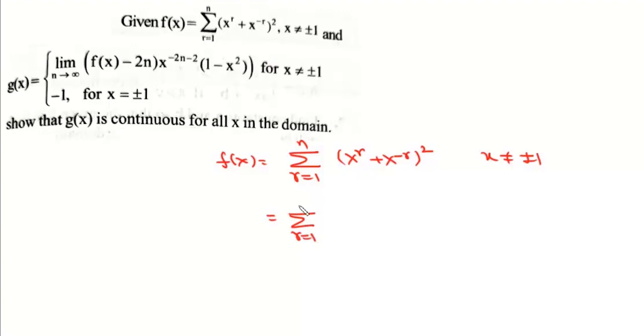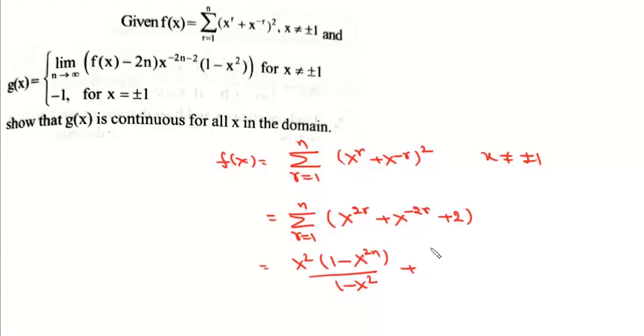Now r varies from 1 to n. This is x to the power 2r plus x to the power minus 2r plus 2. Now this is a geometric progression. It starts with x square, so a is x square and the common ratio r is x square. So it will be x to the power 2n upon 1 minus x square, and plus, now in this case, first term is 1 upon x square and here will be 1 upon x to the power 2n minus 1 upon 1 upon x square minus 1, and this is plus 2n.